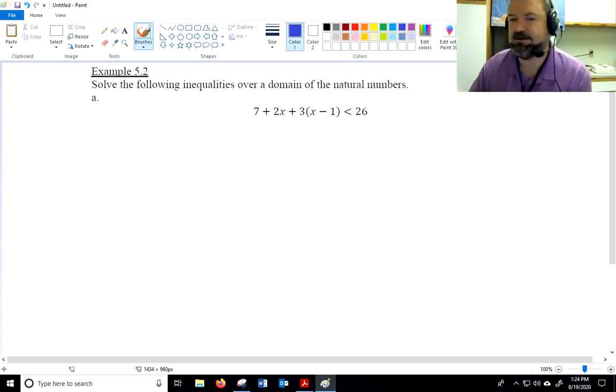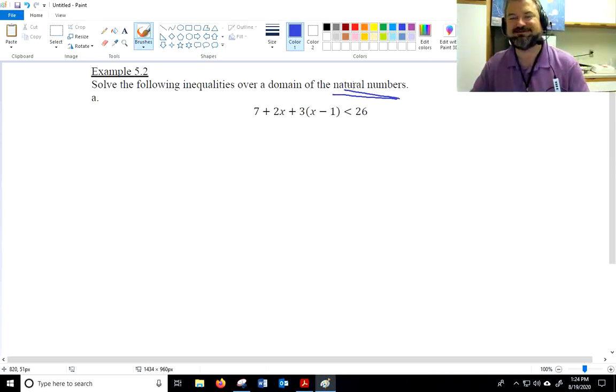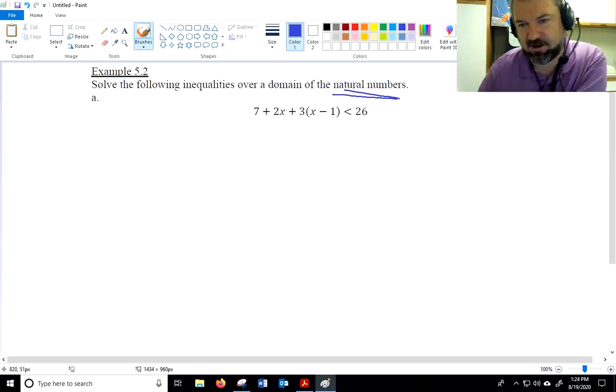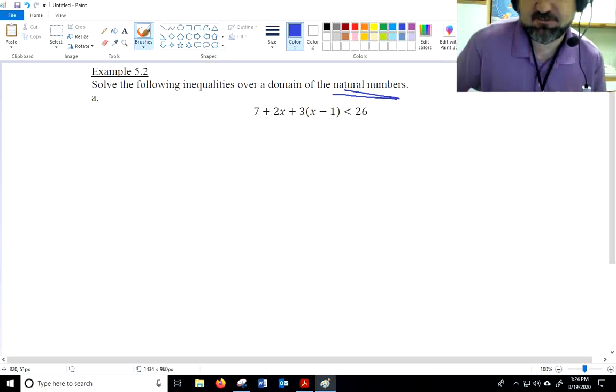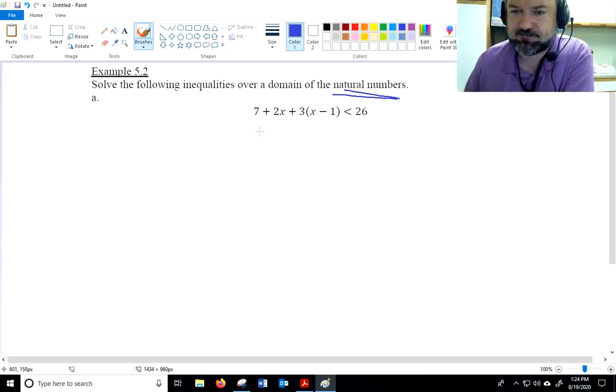All right, moving on. Okay, so we're going to solve the following inequalities over a domain of the natural numbers. So remember, I said earlier that our domain in this class will always be the real numbers unless I say otherwise. So I am saying otherwise. What are natural numbers? They're 1, 2, 3, 4, 5, etc. Okay, well, let's solve this over that domain.